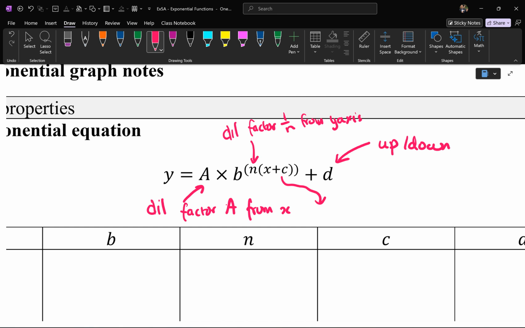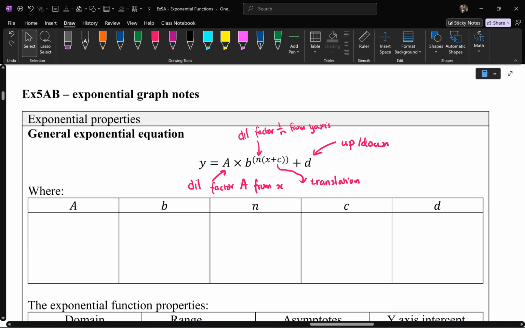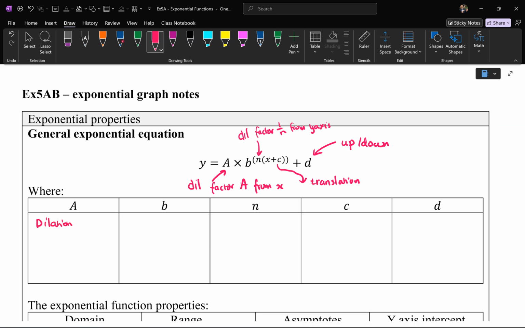Let's go with Ella. Good. Translation. What we're missing in there is any reflection because there's no negatives at the moment, but it means that N and A could also have a reflection. Oh, I gave you space there. Sorry, my bad. I should have just written it here. So it could be a dilation or reflection. So dilation from X and reflection in Y.